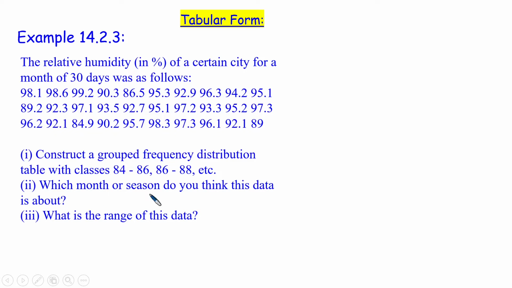Which month or season do you think this data is about? Of course, very high humidity, so it will be the rainy season. And what is the range of this data? That is, you take the minimum value and the maximum value, subtract both, and you get the range. Okay, so let us do it.